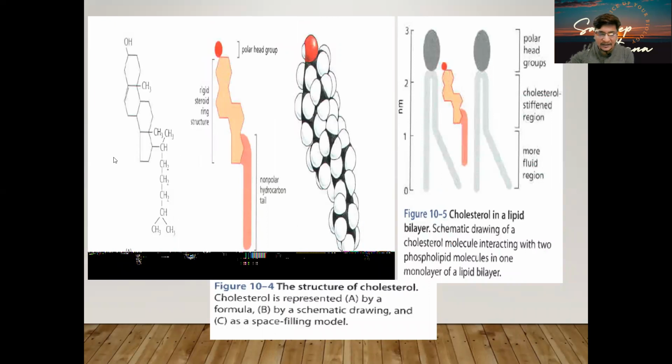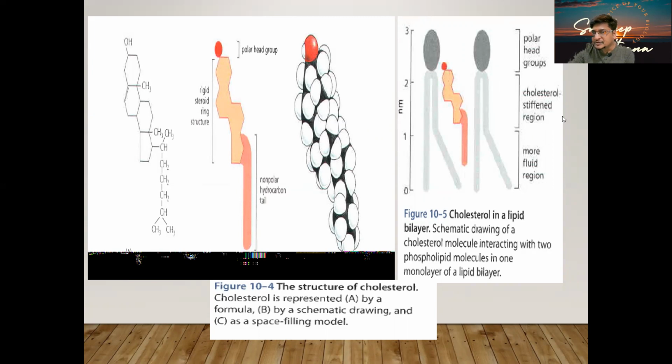And another type we call cholesterol. You can see here the cholesterol, the phenanthrene ring shown over here, which is very, very rigid. And we have the tail region. You can see the small head region on top, and this is the very rigid region. And here is going to be the non-polar hydrocarbon tail. If you look over here, this is the polar head.